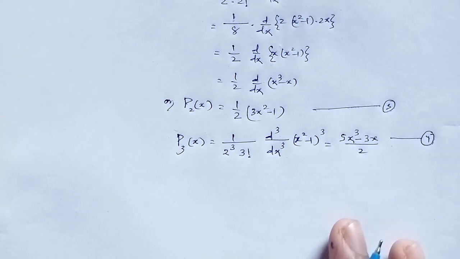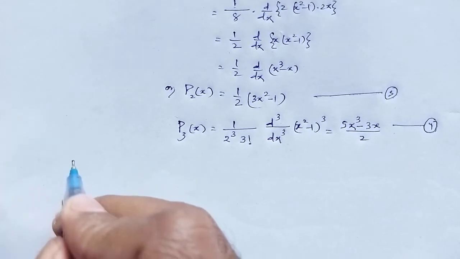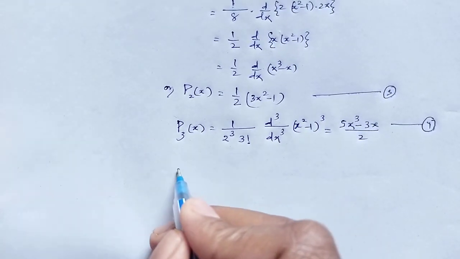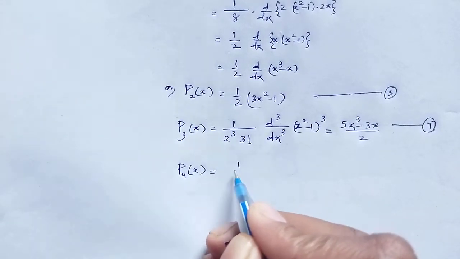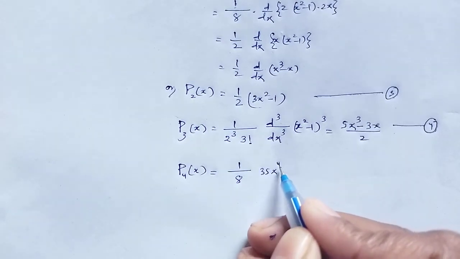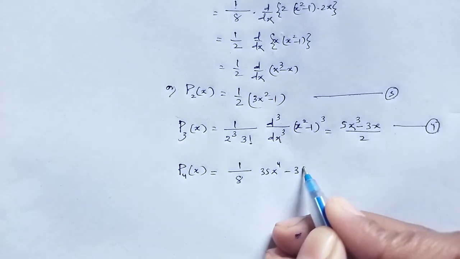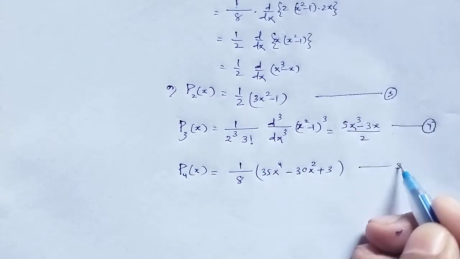Proceeding as above, we also have P4x. P4x will be 1 by 8 into 35x fourth minus 30x square plus 3, that is equation 5.